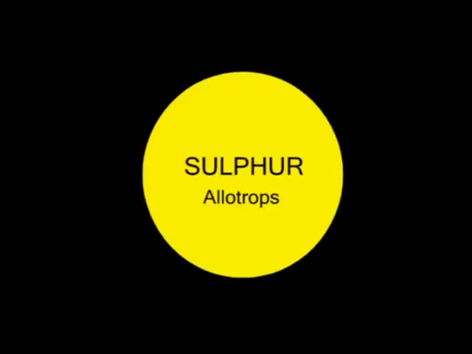Allotropes of sulfur. Solid sulfur exists in 2 different crystalline forms. These are called rhombic sulfur and monoclinic sulfur. Both forms are made up of pure sulfur. They differ in the shape of their crystals.